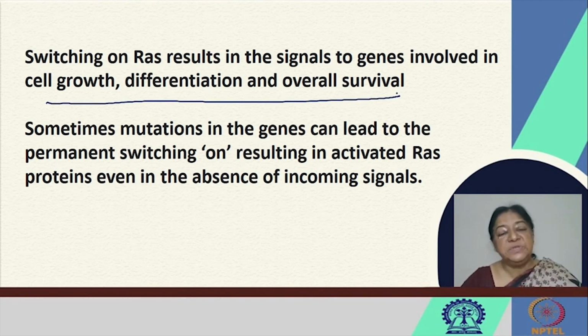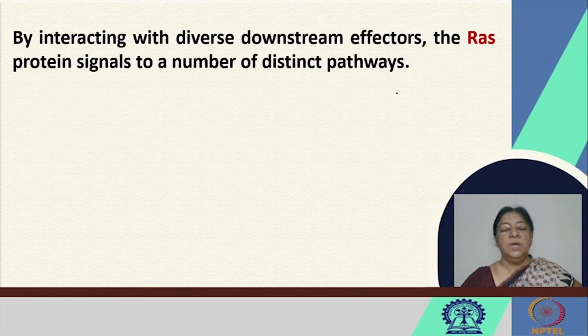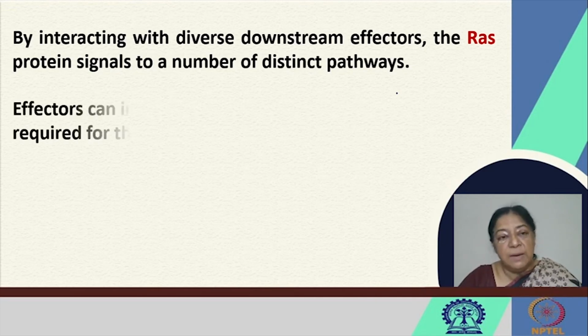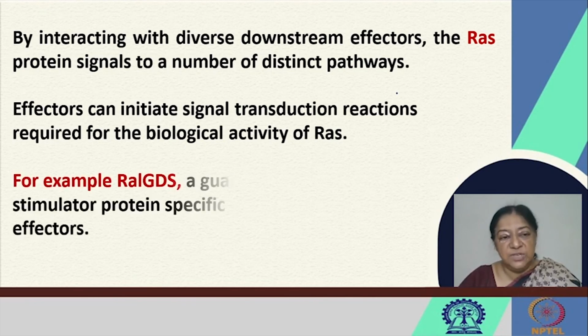So, even in the absence of incoming signals, if these mutations result in an on signal all the time, then the process is going to continue. That is going to be detrimental to health. Now, the RAS protein can interact with specific downstream effectors, and the RAS protein signals are involved in a number of distinct pathways. The effectors initiate signal transduction reactions that are required for the biological activity of the RAS.